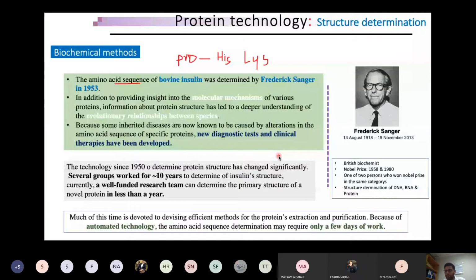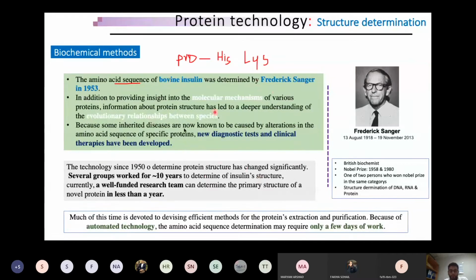You will remember we mentioned molecular diseases a few slides ago. These diseases, which are inherited, have something to do with the protein structure, and that is why new diagnostic tools and clinical therapies have been developed since then.